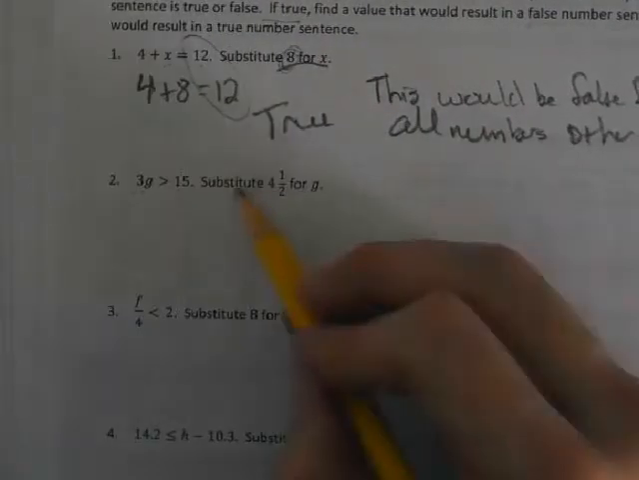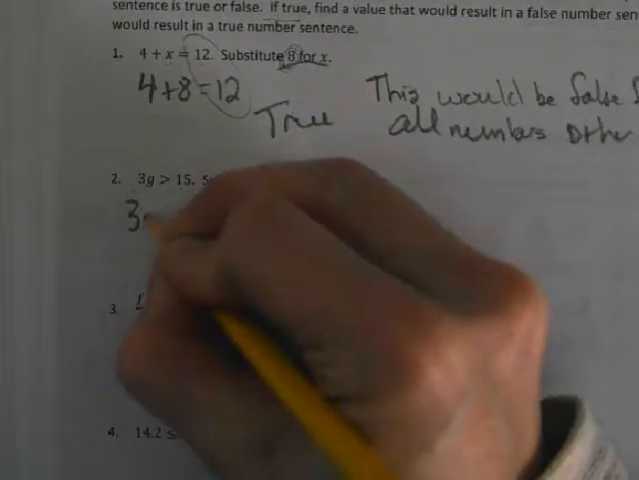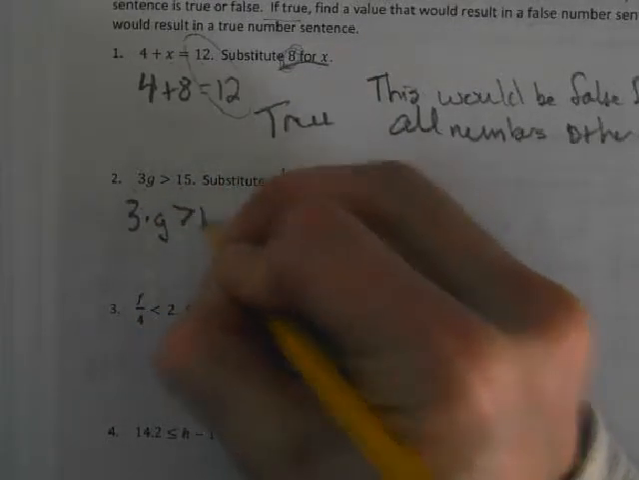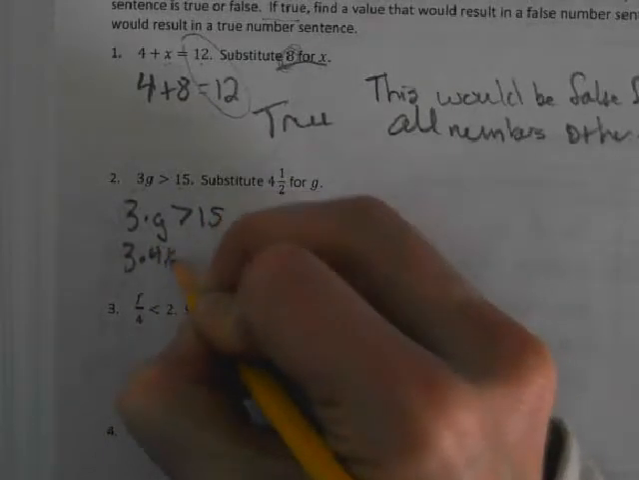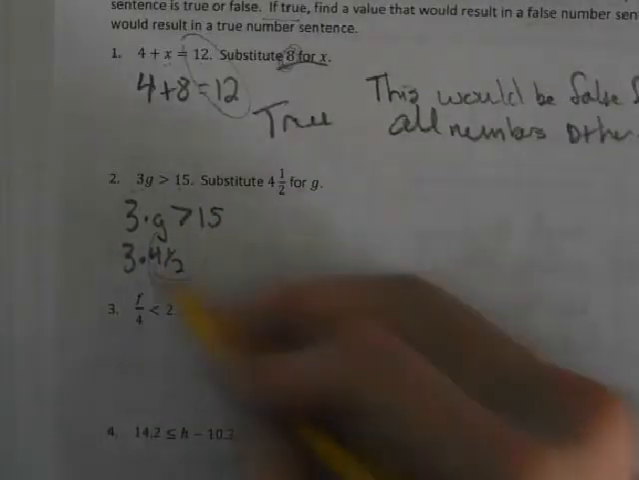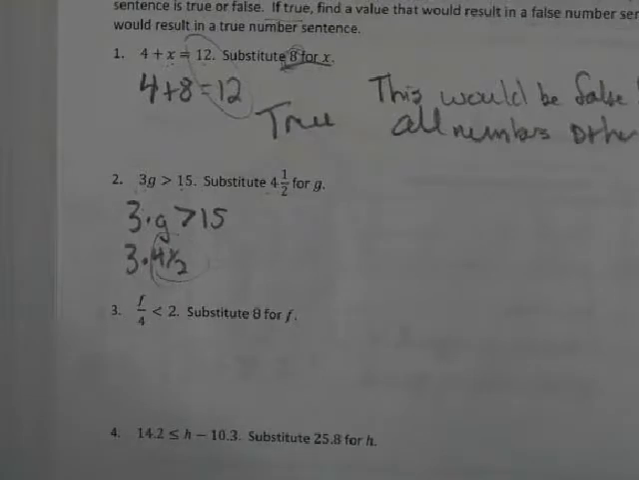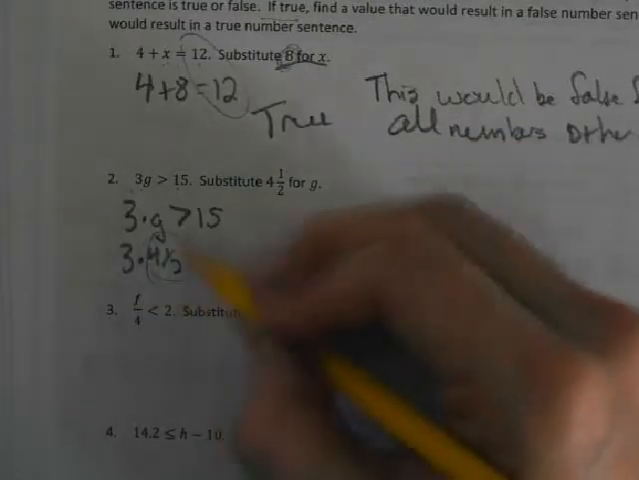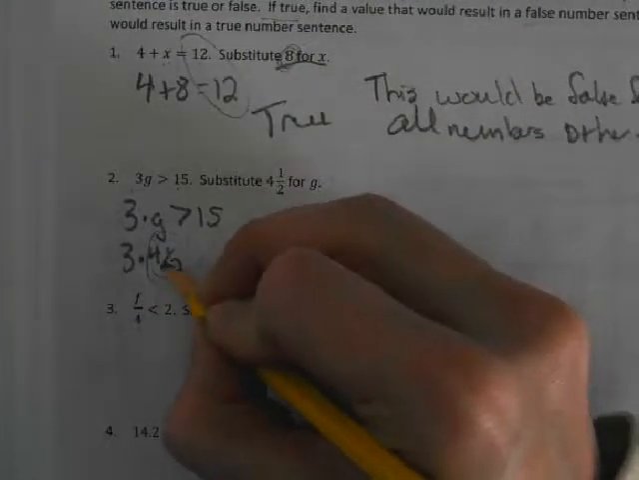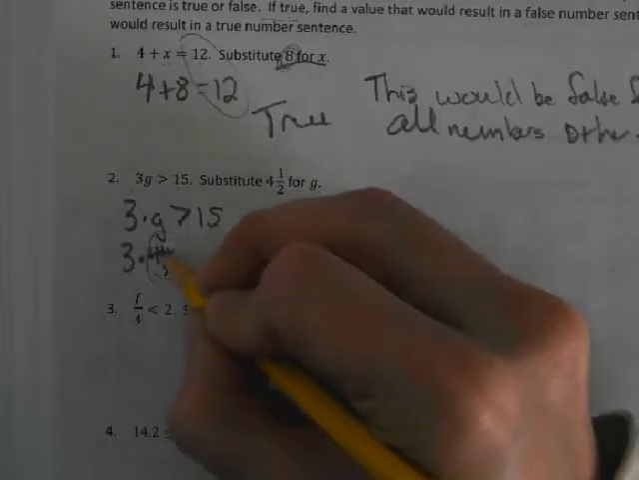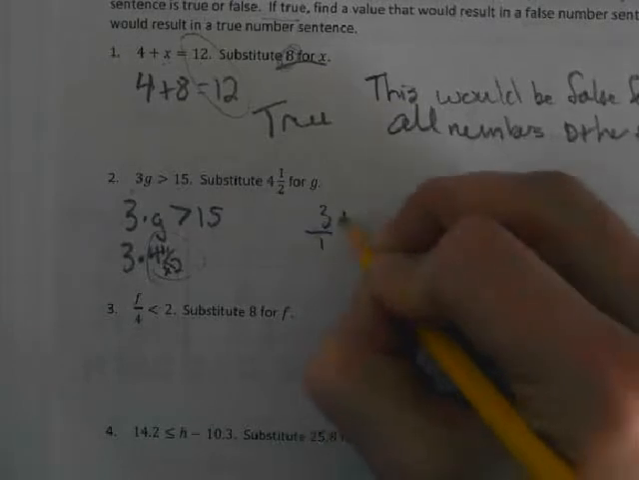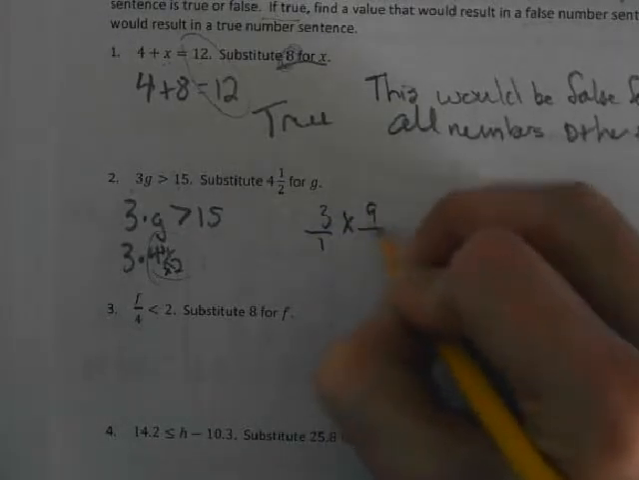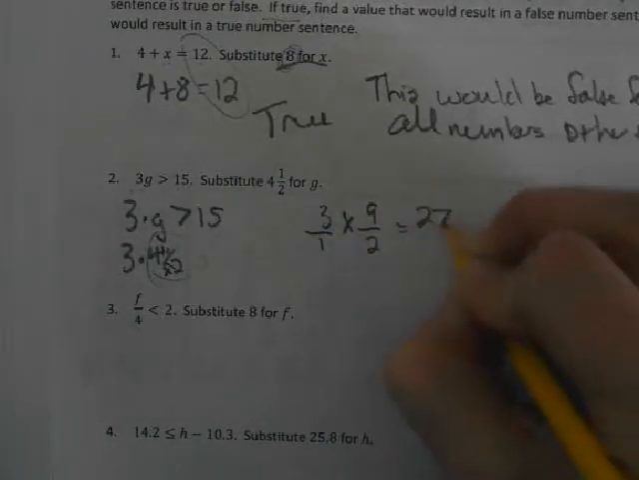Down here, we have 3g is greater than 15. It says substitute 4.5 for g. So this is 3 times g is greater than 15. And so this is going to be 3 times 4.5. Now before we can solve with an improper fraction and a mixed number and a whole number, we need to make that an improper fraction. So I say 4 times 2, that's 8, plus 1 is 9. So this is actually 3 over 1 times 9 over 2. That gives me 27 over 2.